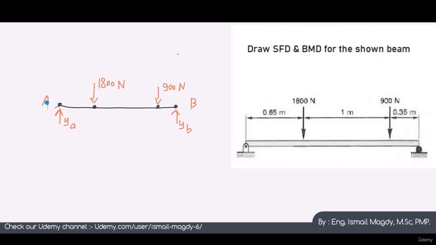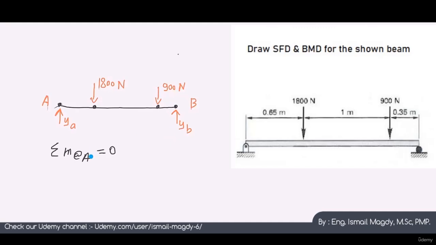We know that the summation of the moments at any point will equal zero, so let's take the summation of the moment at point A, which will equal zero. And we will know now why we chose the moment at point A specifically. We could have chosen sigma moment at any point, but if we choose, for example, at this point or at this point, we will have the vertical reaction at point B as unknown and the vertical reaction at point A as unknown, so we will have only one equation with two unknowns. But if we take the sigma of the moment at point A, we will cancel the moment due to A, so we will have only the moment due to B, so it will be easy to calculate. And the same way if we took sigma of the moment at point B, we just have to cancel one of the vertical reactions.